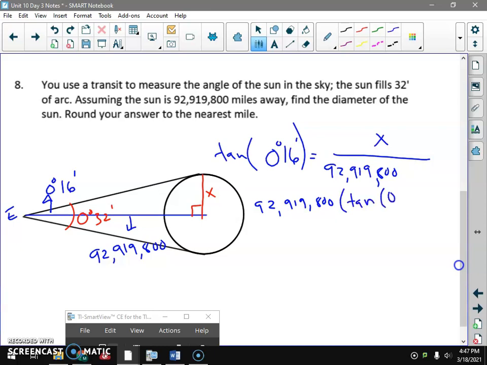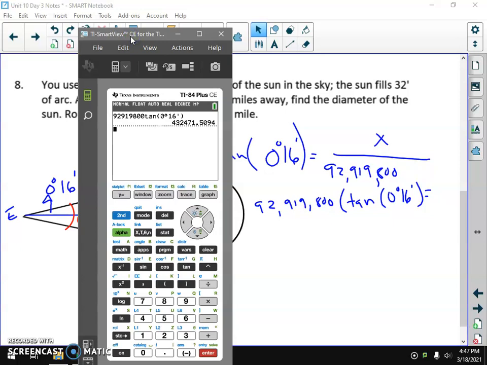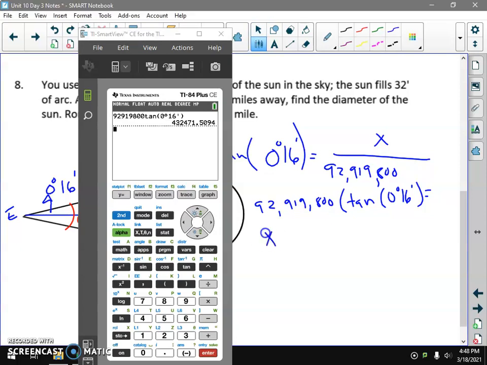And just to remind us how to do this, let me show you on a calculator here. I think I might have it already. If I don't, yeah, I do right there. 92,919,800 times tan of 0 degrees, and I use that second angle button. I'm going to write it down and then I'll show you the step again. X equals 432,471.5 miles.